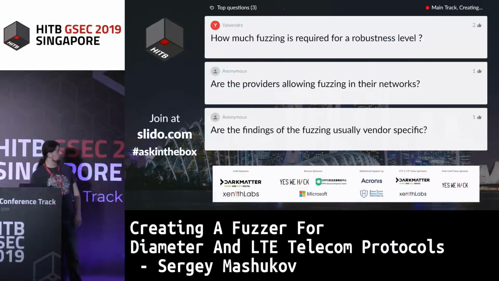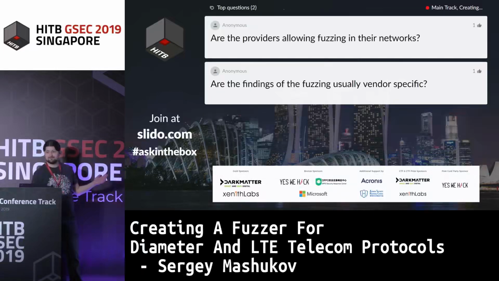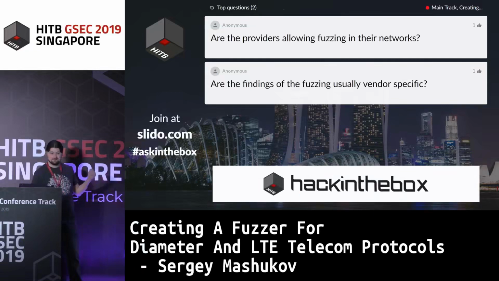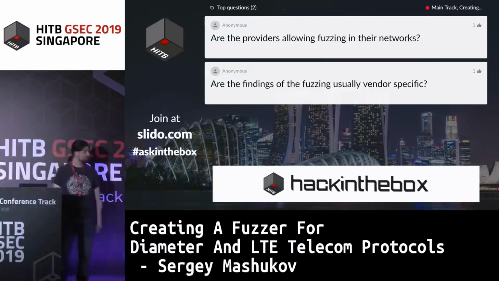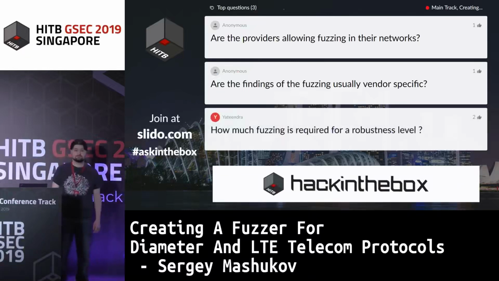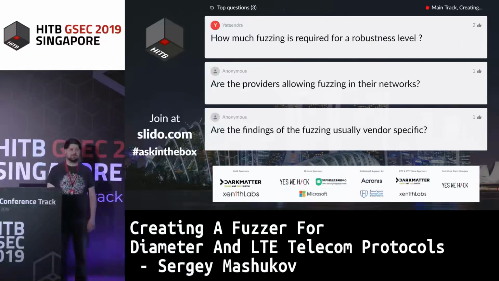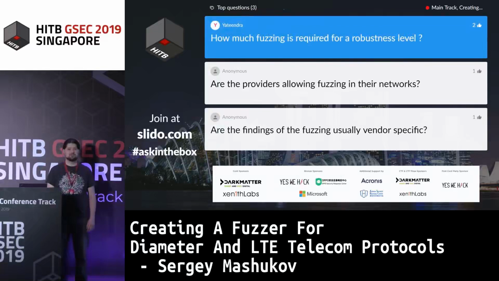How much fuzzing is required for a robustness level? I kind of don't get the question. I just want to ask the way to stop. Where to stop? Yep. In most cases, it's not a question. The question is how to get more time with the node.